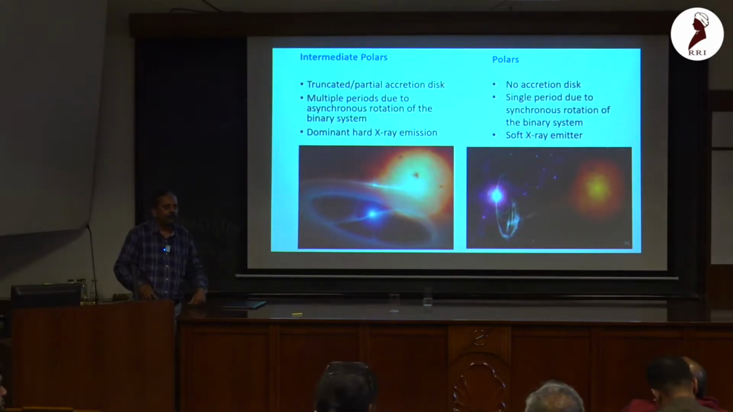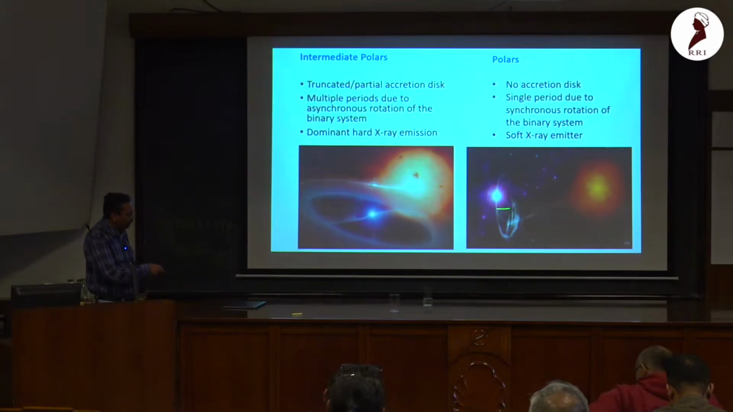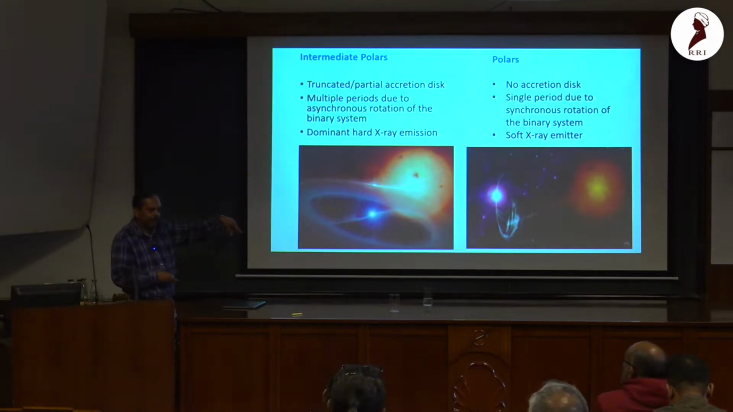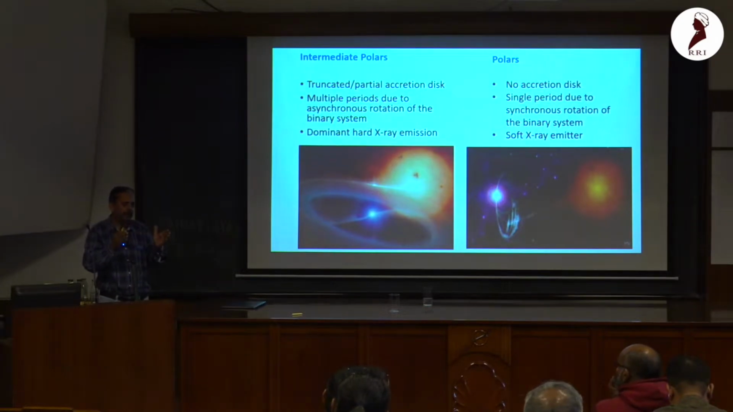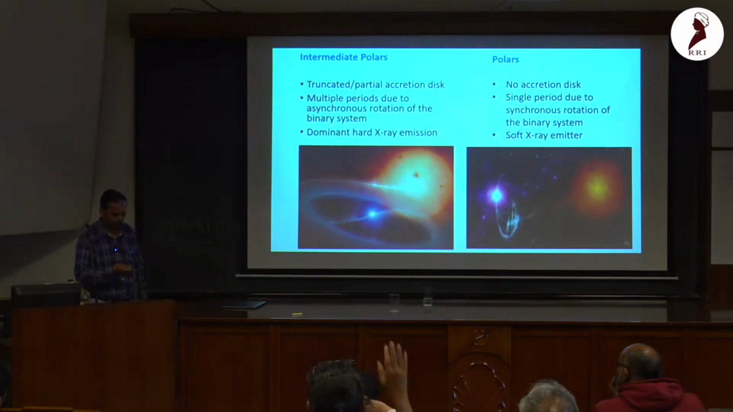And in the case of polars, why do we expect a soft X-ray spectrum? That is again because of the polars; I will show you in the next slide when we go close to the white dwarf, which is the region emitting the X-rays. There are multiple components which are emitting from that region. So I will show you in the next slide why it is there.